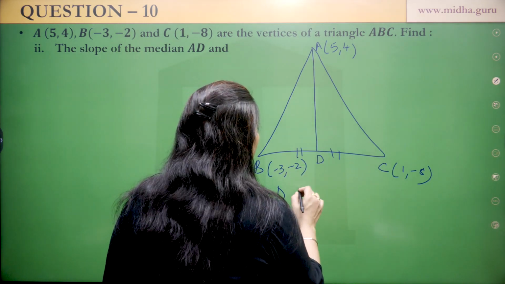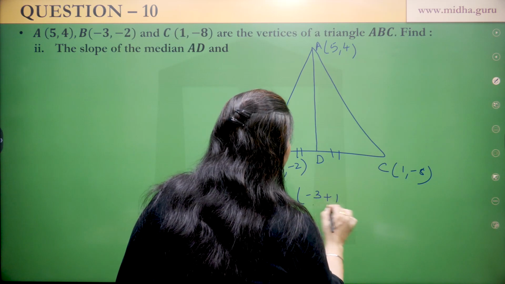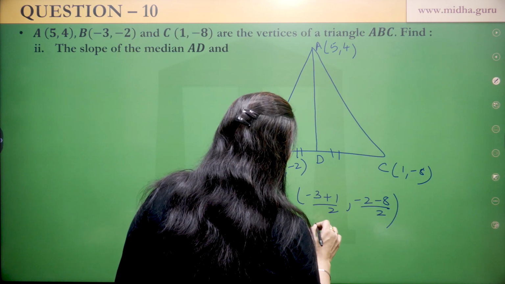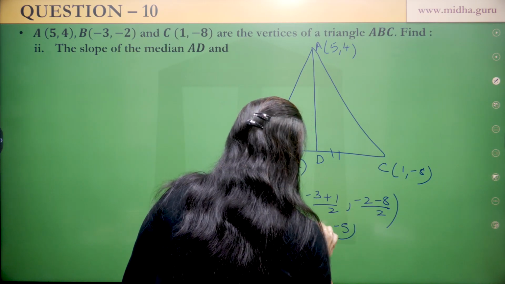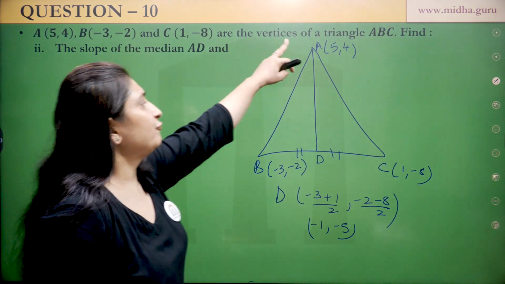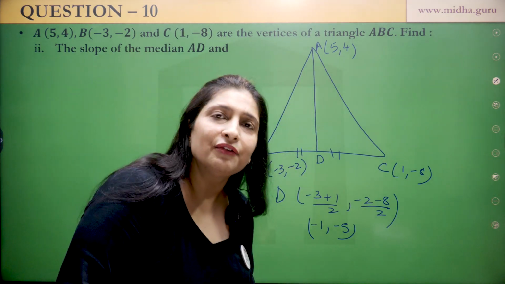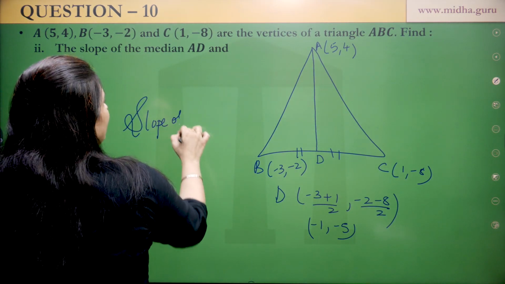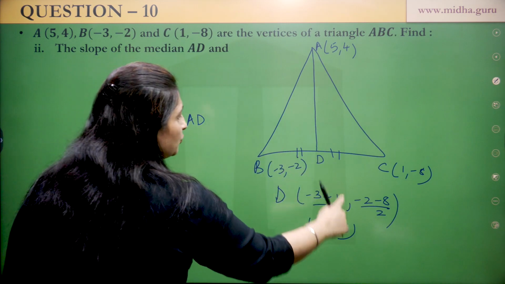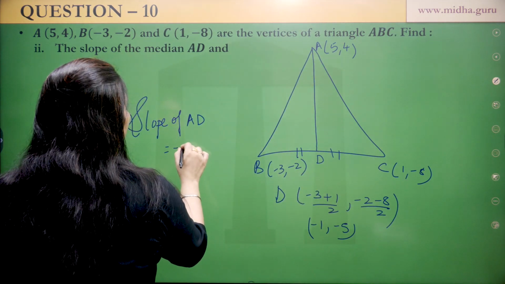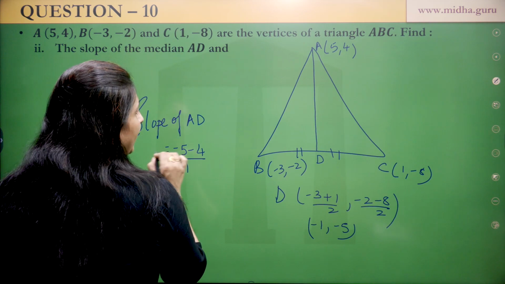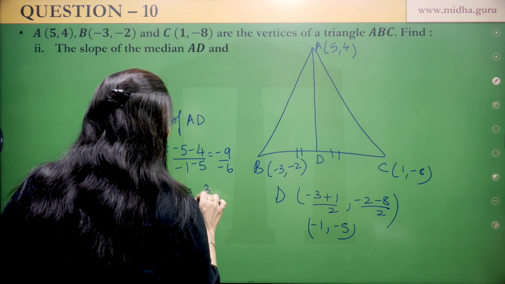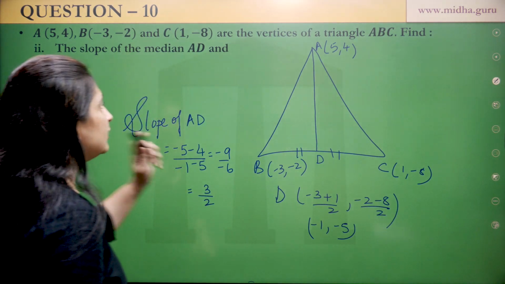So the coordinates of D will be x1 plus x2 by 2 and y1 plus y2 by 2. It will be minus 2 by 2, which will be minus 1, and minus 5. So this is the coordinate. We have to find the slope of this line. Two points are given on this line. So now the slope of AD will be, again, y2 minus y1 by x2 minus x1, which will be minus 9 by minus 6, and we'll write it as 3 by 2. 3 by 2 is the slope of median AD.